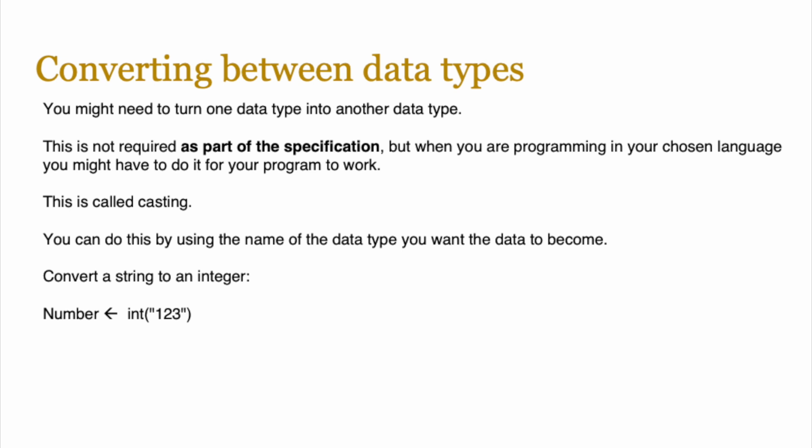Most programming languages will allow you to do this. However, we don't really need to do this for the purpose of our exam, but it is a useful technique to know. So if I wanted to change a number into text, I could say text is assigned the value str for string brackets 123. That means it'll change the number into a string value and store it in the text variable.